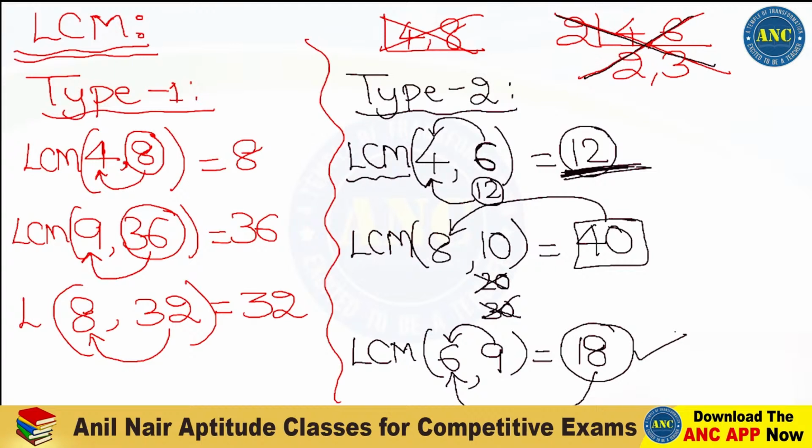Very simple shortcut. If the bigger number is a multiple of the smaller number, your LCM is directly the bigger number. If the bigger number is not a multiple of the smaller number, then take multiples of the bigger number until you get a multiple of the smaller number. I hope type 1 and type 2 are very clear for all the students who are listening to the class.